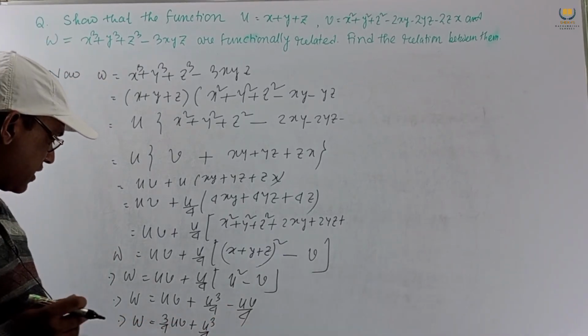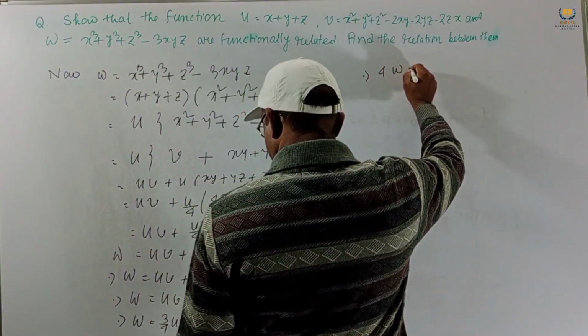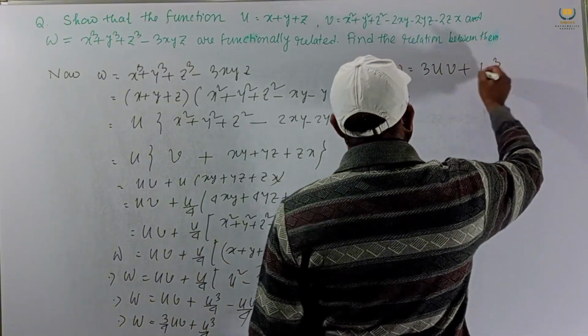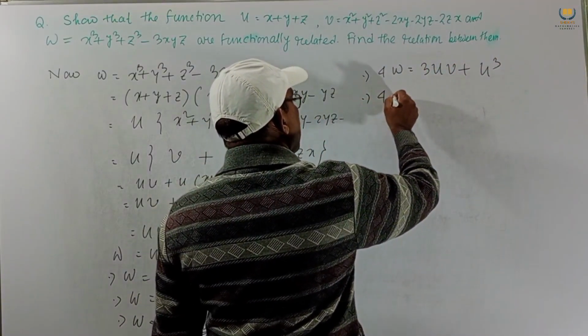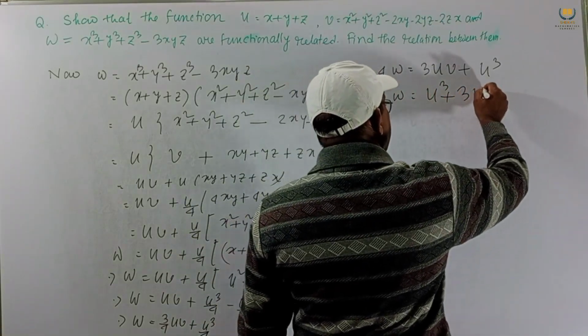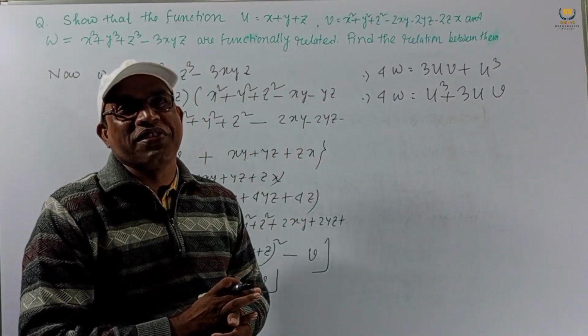So multiplying both sides by 4, then 4w equals 3uv plus u cube, or we can write 4w equals u cube plus 3uv. So this is the required relation between them.